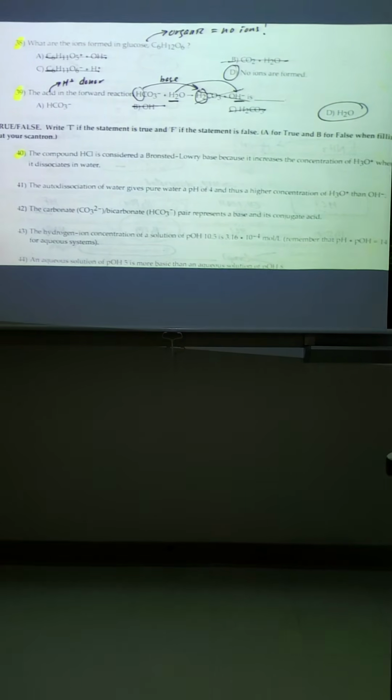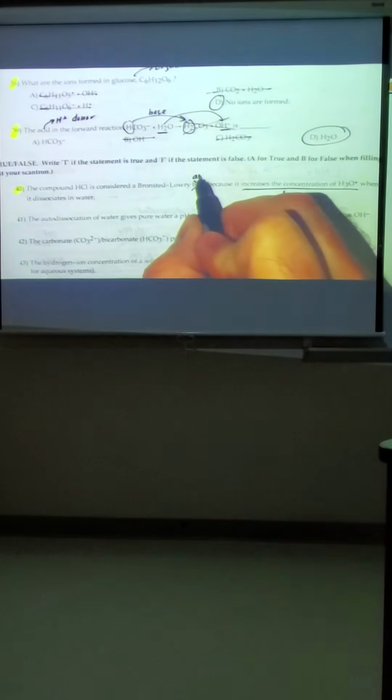Number 40 says HCl is a Bronsted-Lowry base because it increases the concentration of H3O+. Well, that's a little tricky because it is true that it increases the concentration of H3O+. That part's true. But it's not a base if you have the ability to increase H3O+. That means you're an acid. H3O+ is H plus acid plus water. And so that one's false because of the word base.